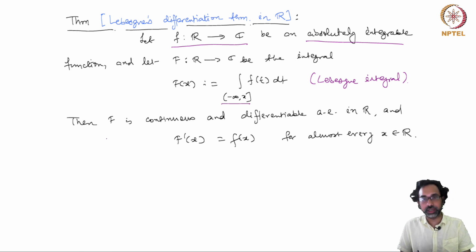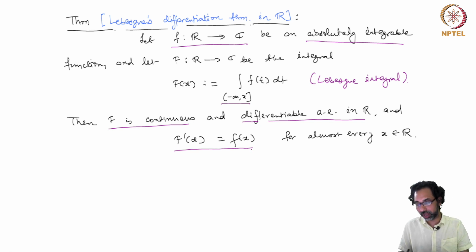And now the assertion of the theorem is that F is continuous. This is the first part. And secondly, it is differentiable almost everywhere in R. So it's differentiable for x outside of a null set in R. And finally, and probably most importantly, the derivative of capital F at x is equal to f(x) for almost every x in R, meaning that this holds for x outside of a null set in R.